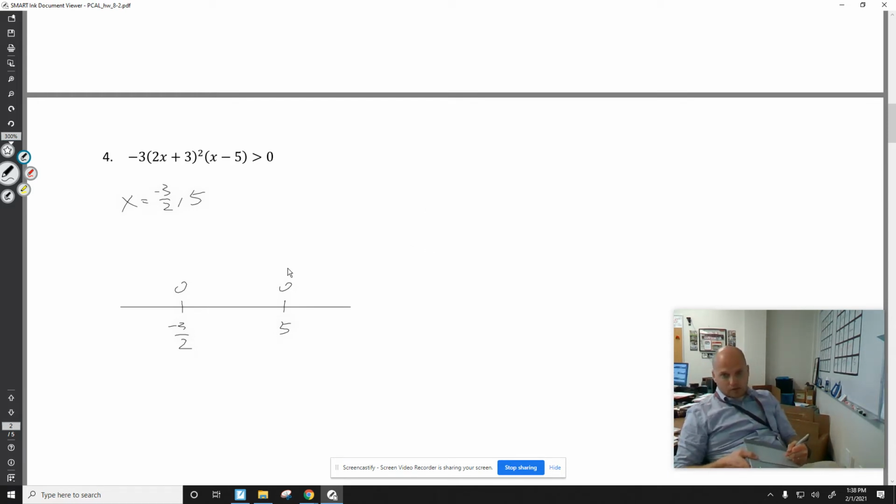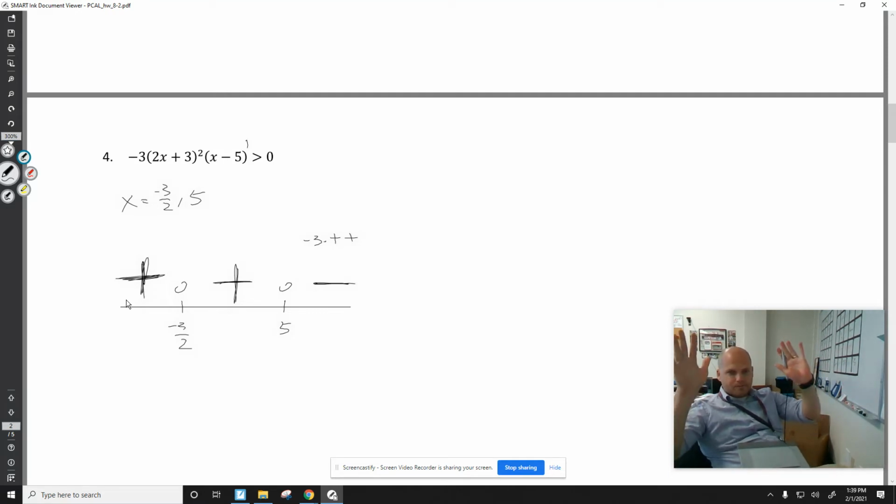I like to start all the way to the right because it's easy. So it's negative 3 times a positive because it's like 6 something squared, whatever, that's positive. 6 minus 5 is positive, so positive, positive. So this is going to be a negative. Now at 5, my multiplicity is 1. I'm going to pass through. So we'll go from positives to negatives there. At negative 3 halves, I have a multiplicity 2. I bounce off, so it's going to be positive here.